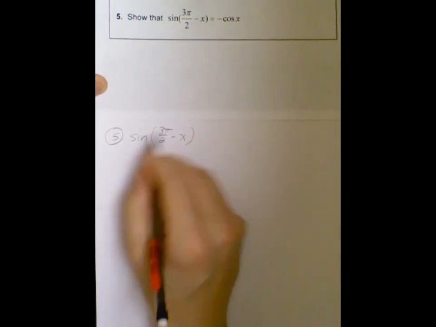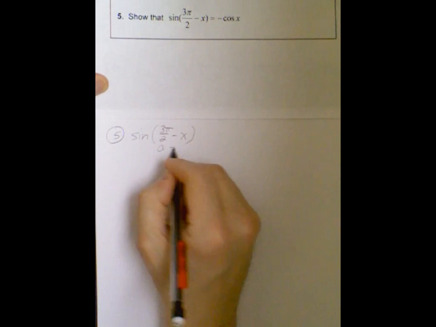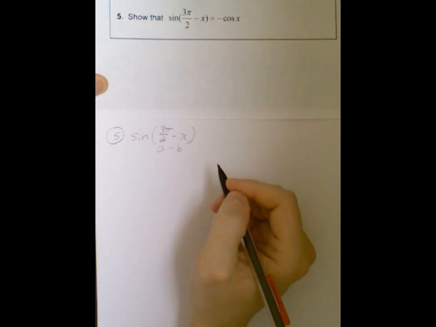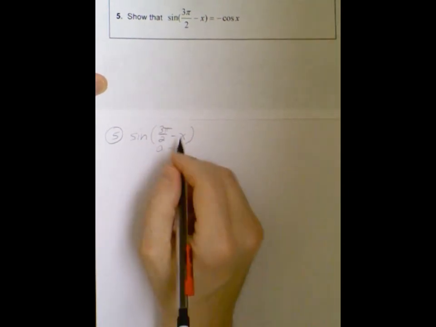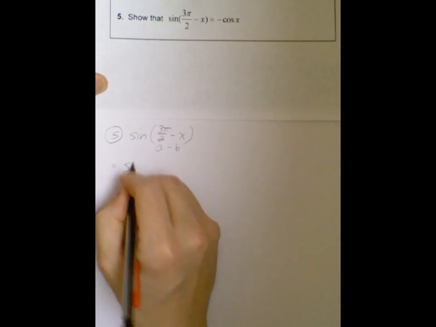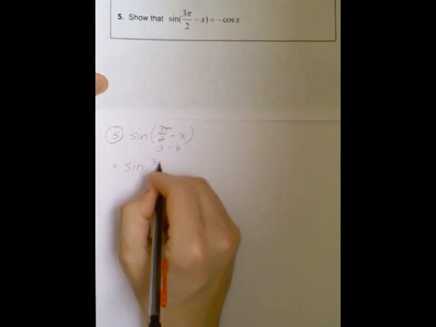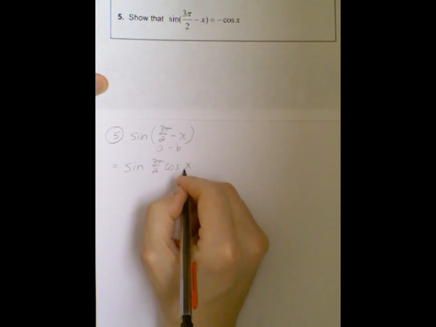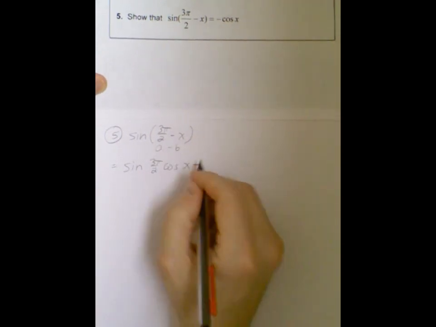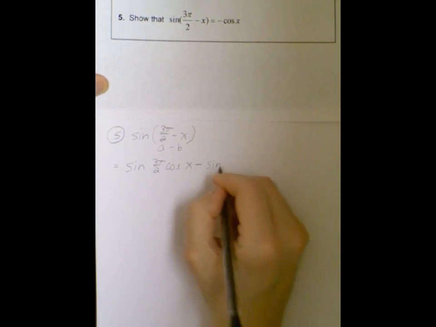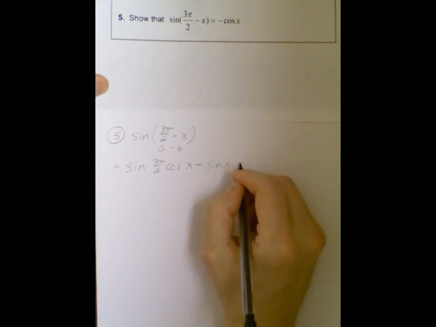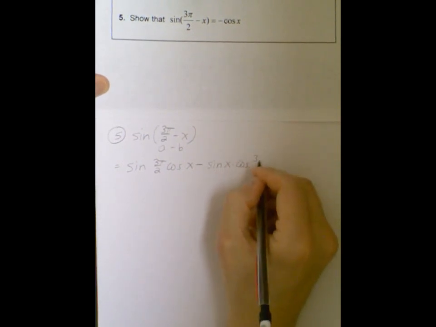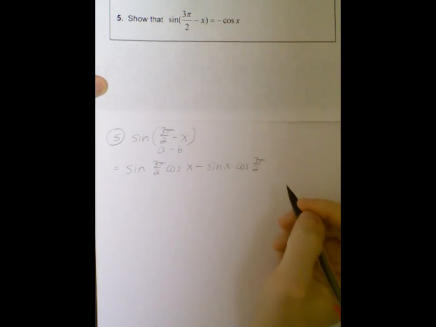Well, if I want to mess with that, I have to recognize that this is alpha minus beta, or a minus b, and go back to your formula. The sine of a minus b is sine of a cosine of b, sine keeps the sign, minus sine of b cosine of a. There we go, that helps a little bit.